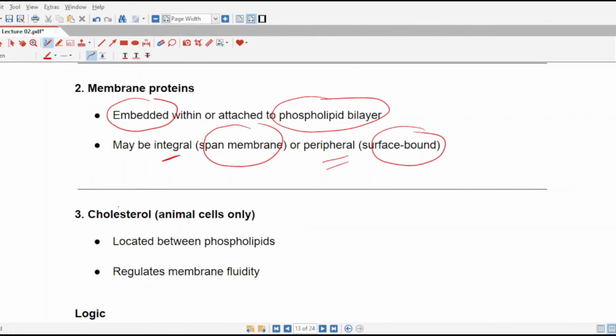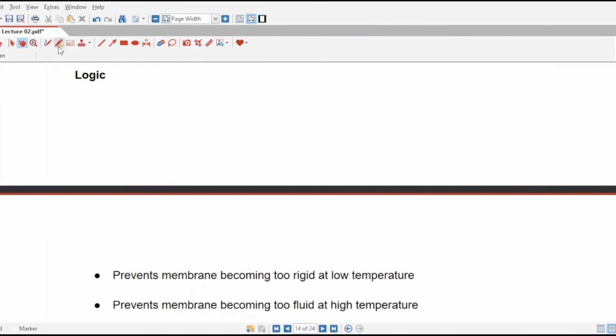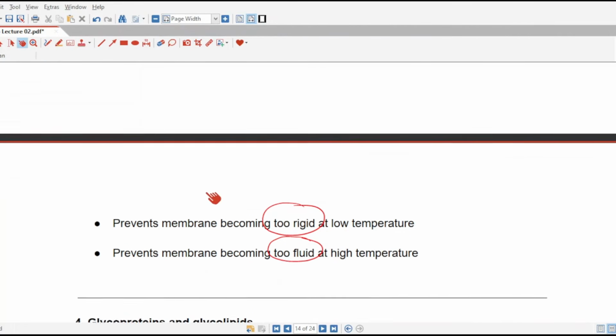This is very important: cholesterol is found only in animal cells, and it is located between phospholipids and regulates membrane fluidity. What is the logic? Cholesterol prevents the membrane from becoming too rigid at low temperature and prevents the membrane from becoming too fluid at high temperature. That means cholesterol controls the fluidity of the cell membrane. This is very high yield for our true-false type statement questions.